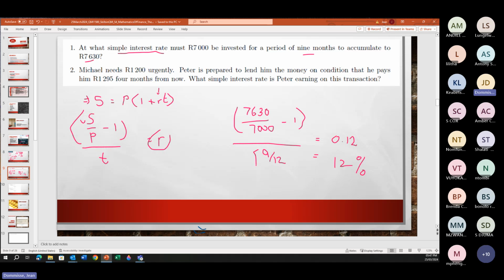The important thing here is to remember that the timing always needs to be put into a year. So 9 months is 9 over 12, which is in actual fact 0.75. So we will just remember we always need to put it in terms of a year.